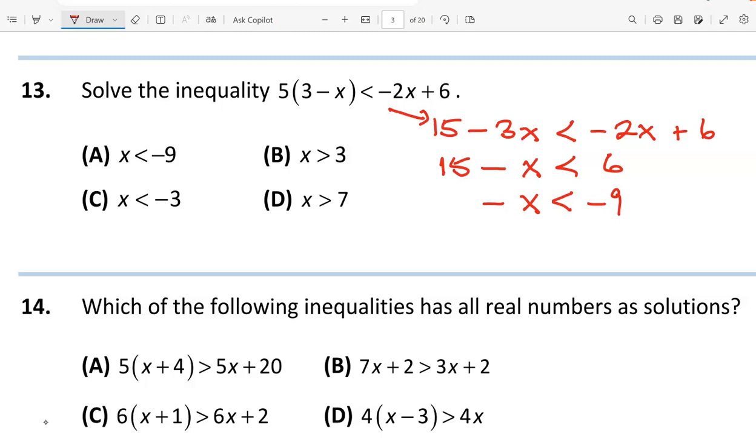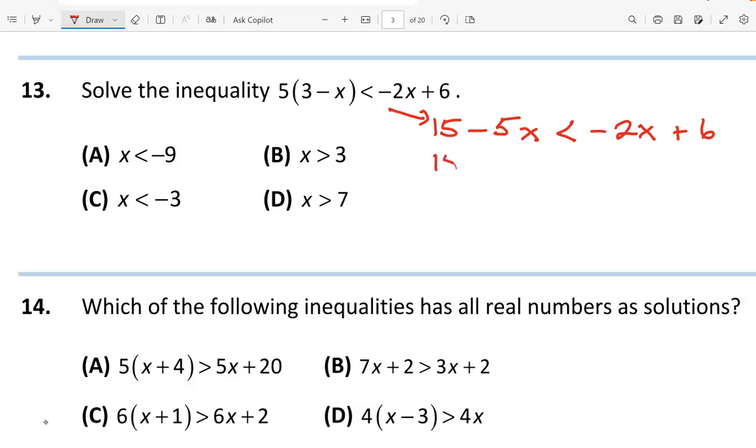And I believe I've made a mistake here, so I'm going to change something. When I distributed, I was careless about the distributing here. This is the nice thing about multiple choice, right? It's a little forgiving because we can get to a place and realize that we've made a mistake. So 15 minus 5x, when I distribute, is less than or equal to -2x plus 6.